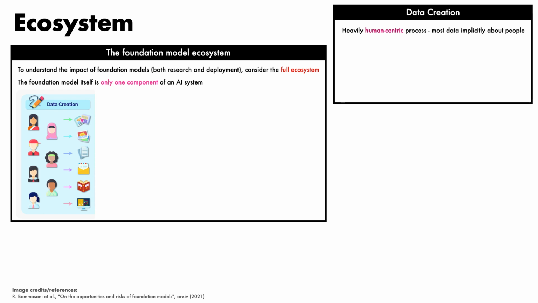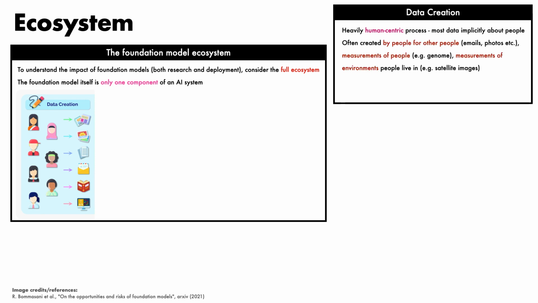The vast majority of data is implicitly about people in some respect. It is often created by people for other people in the form of emails, photos, articles, etc. It can also be measurements of people, such as genomic sequences, and it can be measurements of environments that people live in, such as those obtained through satellite images. It is useful to note that all data has an owner and is created with a purpose, and that this purpose may or may not include training foundation models.